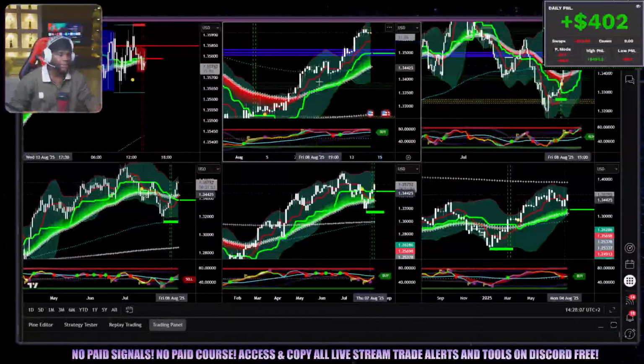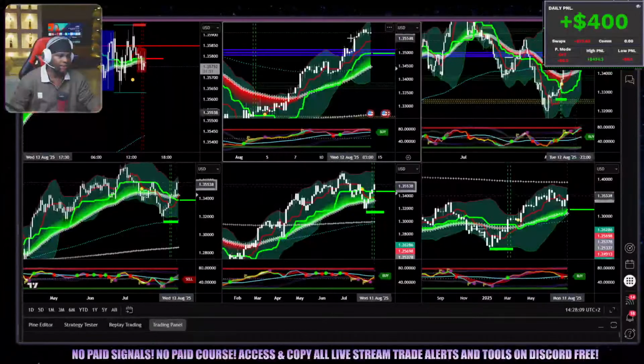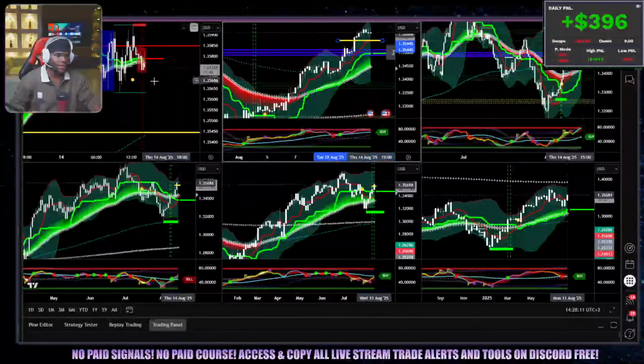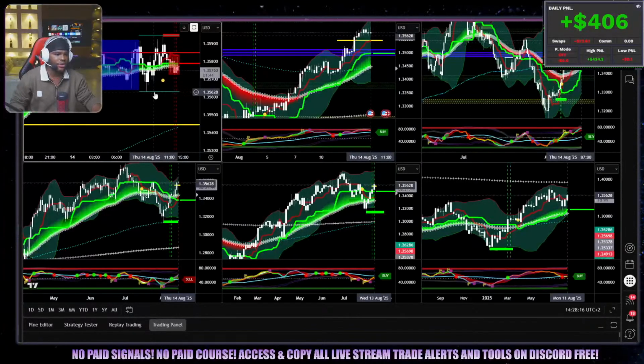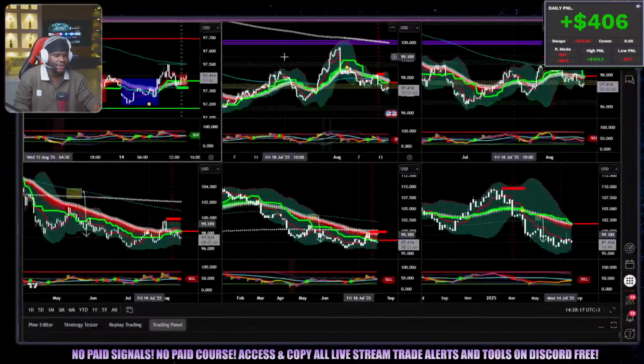So we have to look at, okay, this is where it is. All right, so that's the line we are targeting right there. So this is what we're looking at. Again, to confirm this, let's look at what DXY is currently doing.